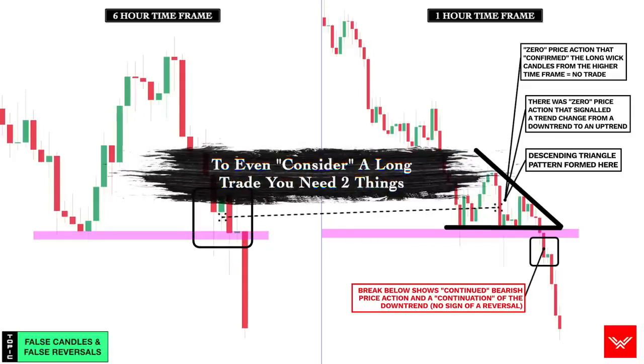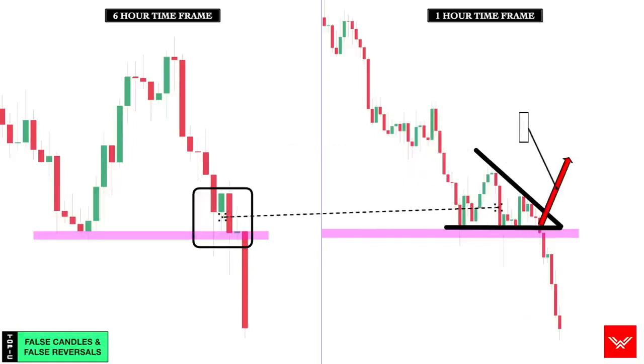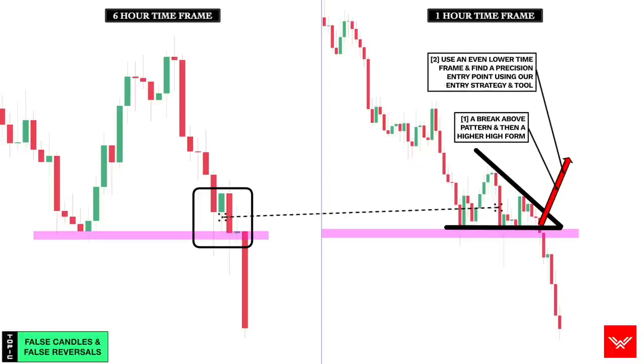For you to consider a long trade entry against the strong downtrend, you would need two things. 1. A break above the pattern and a higher high, and 2. After you had the trend change confirmation, to go to the even lower time frames to identify a precision entry point that maximizes gains and limits risk. So let's show this again.